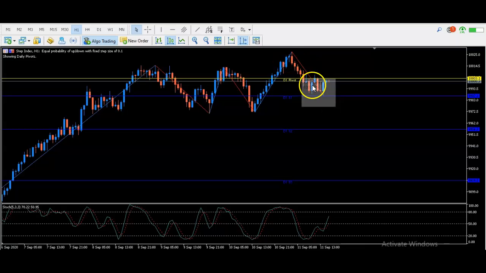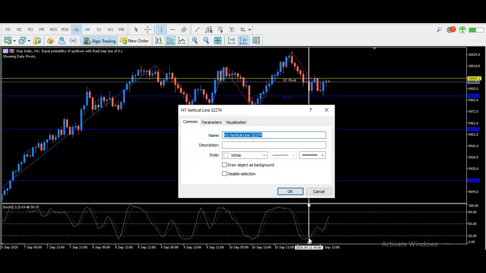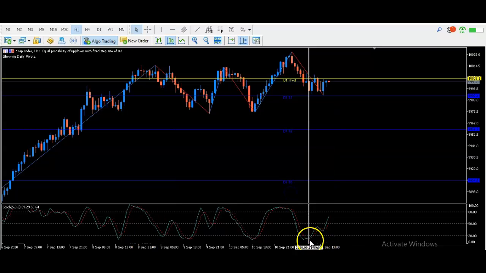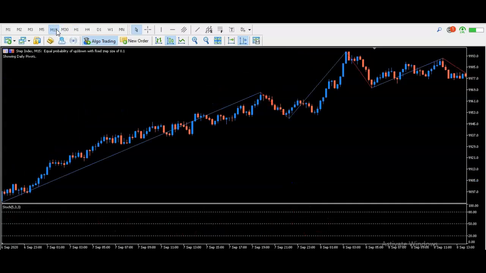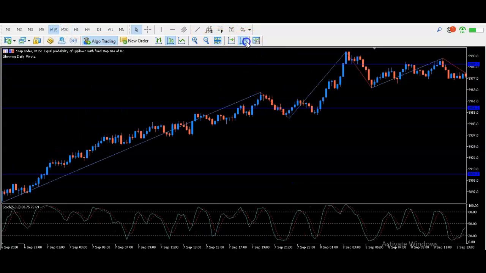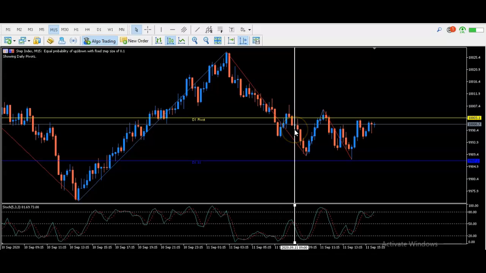Because of the rejection we are seeing at support, we are not just going to make an entry. Let's take note that it's oversold here. It's now oversold at this point, so we expect it to buy, but we do not do that buy just yet. Then you drop to your 15 minutes. When you drop to your 15 minutes, this is it right here. The next thing you want to look out for on your 15 minutes is a bullish candlestick pattern being formed very close to the pivot line on the 15 minutes.